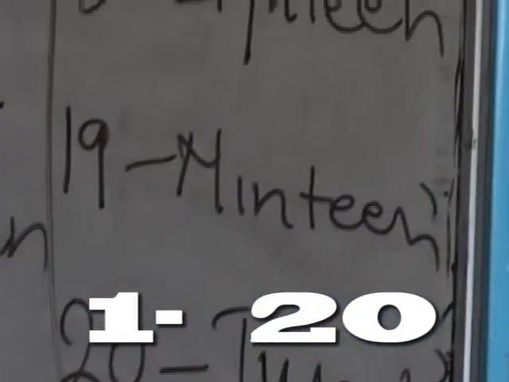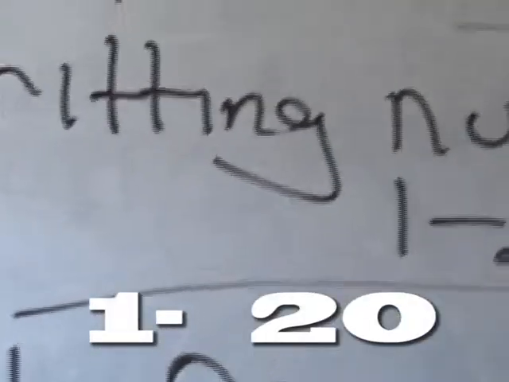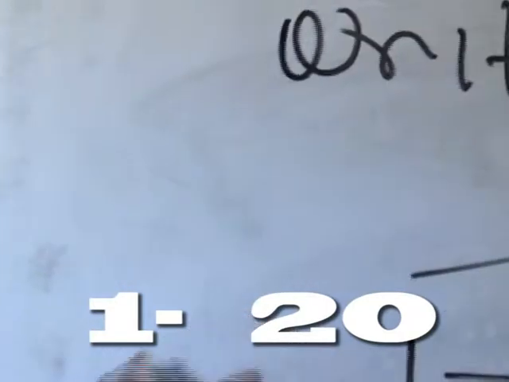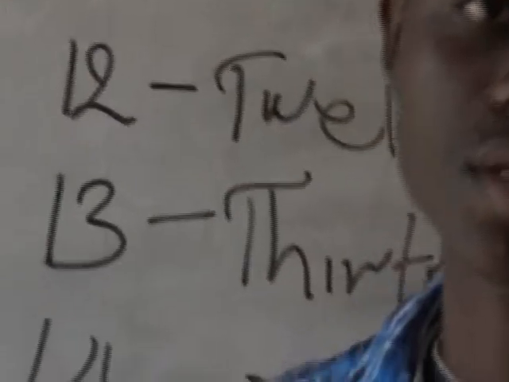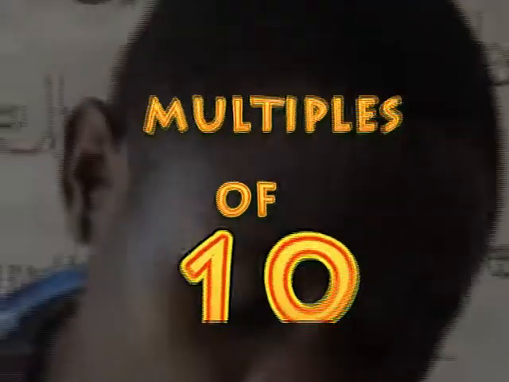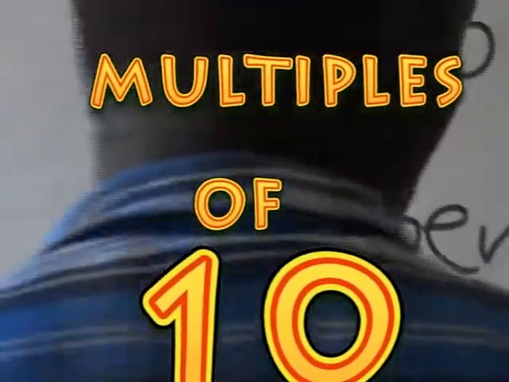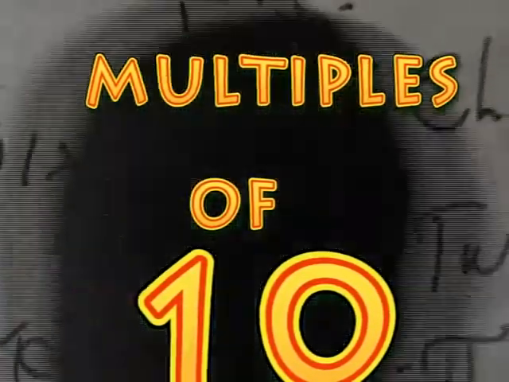So this is how we can write numbers. We can write from 1 up to 20. However, 20 is not our last number. We have more than 20, whereby you can write even from 1 up to 100. Now we're going to another topic whereby we're going to see the multiples of 10.